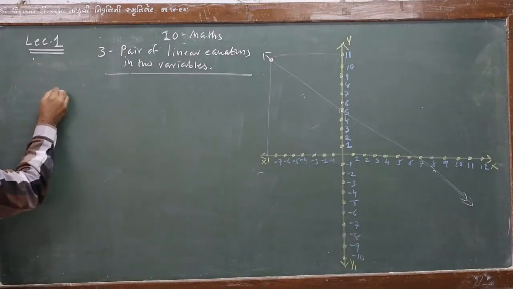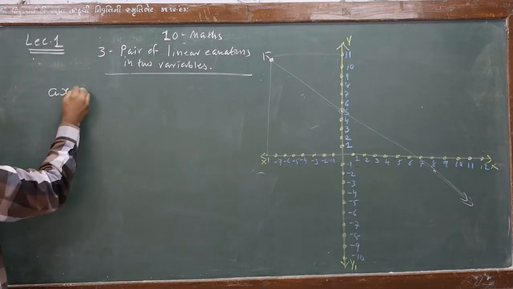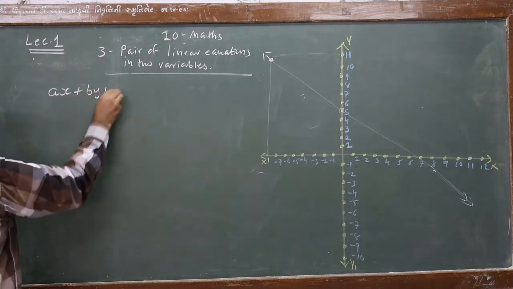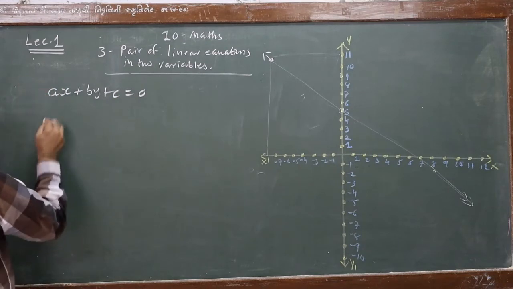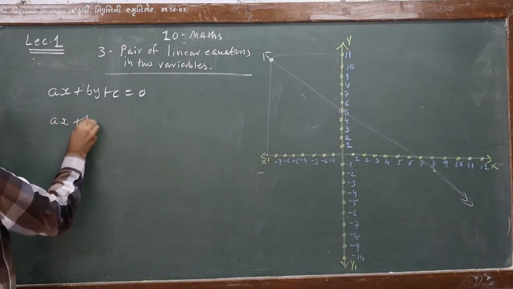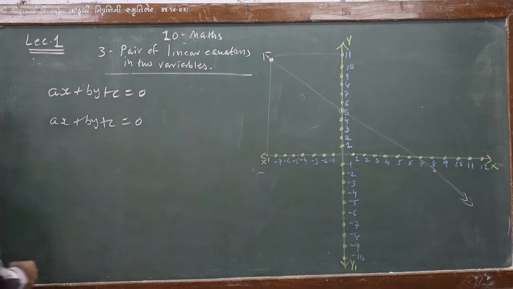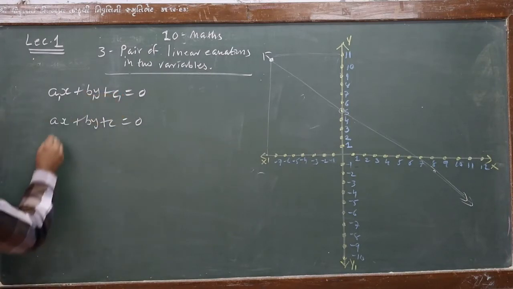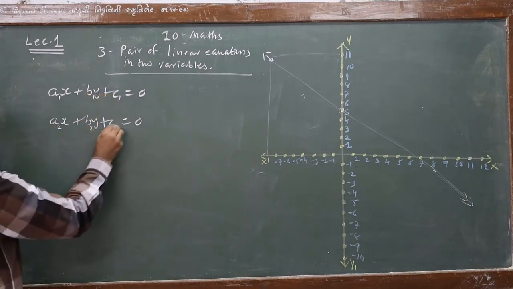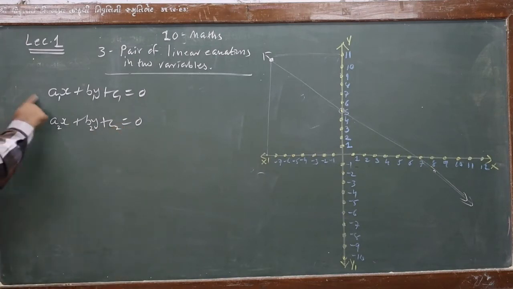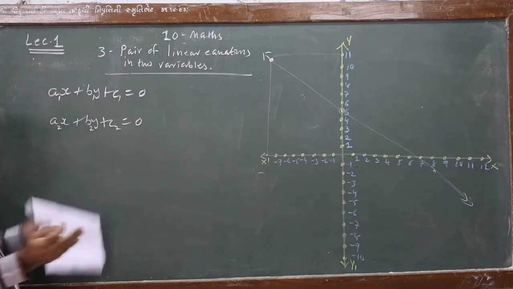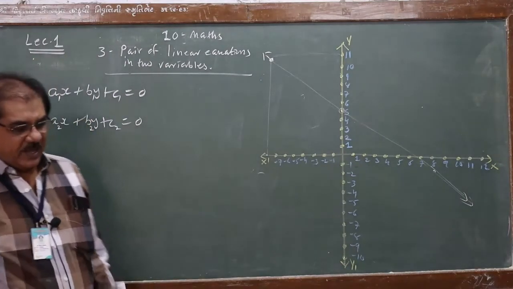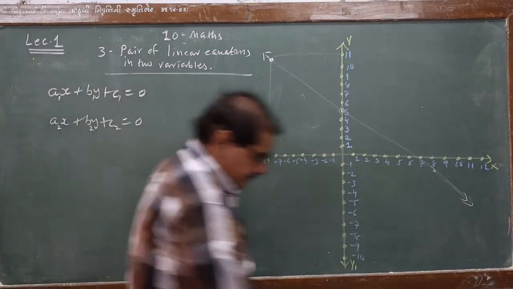So suppose one equation is, the standard form is ax plus by plus c equal to 0. The second equation is also ax plus by plus c equal to 0. Then how to differentiate between them? I can say it is a1x plus b1y plus c1 equal to 0, a2x plus b2y plus c2 is equal to 0. So this is how you have to understand the paired equation. It is a pair, both are to be taken together on the same graph paper and we have to find the answer for it. Okay.